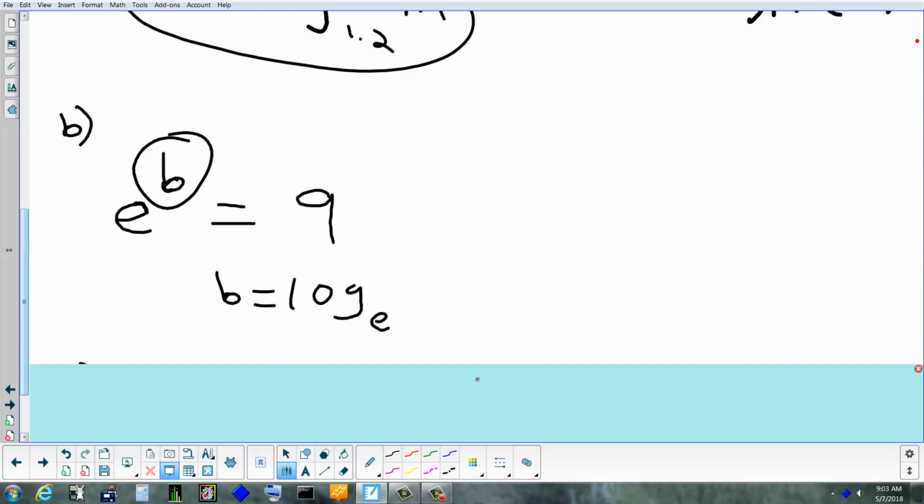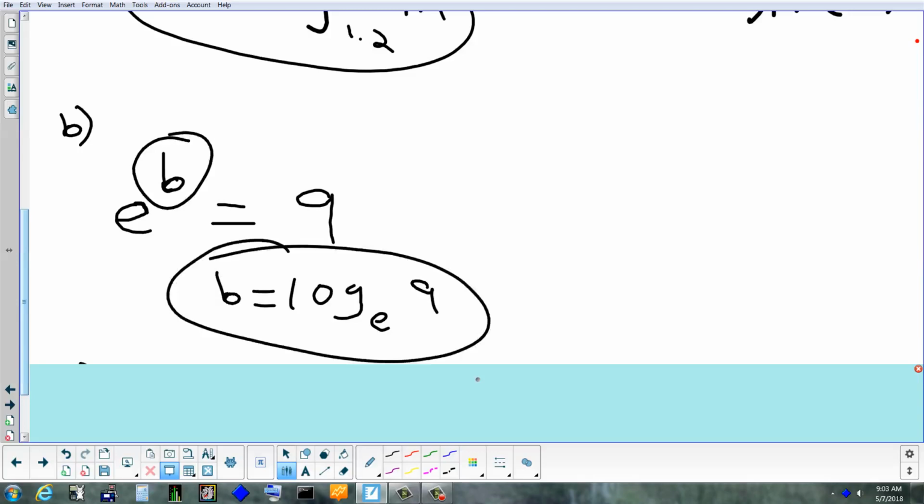Now, the only thing I have left is the 9. Does anyone remember what I just said you call that? It's the argument to the log function. It's not an exponent. It's right on the line. E is below. Okay. Any questions on that one?